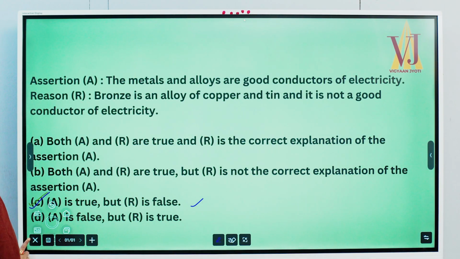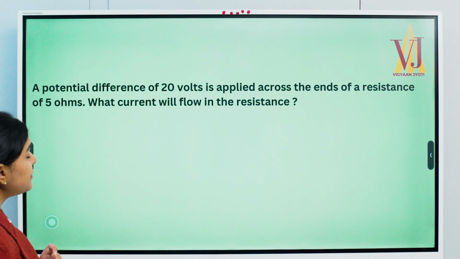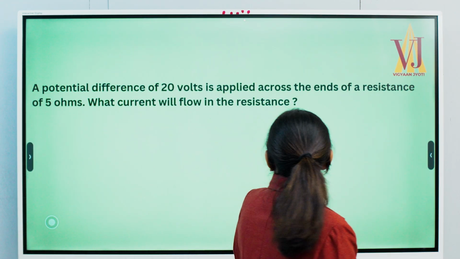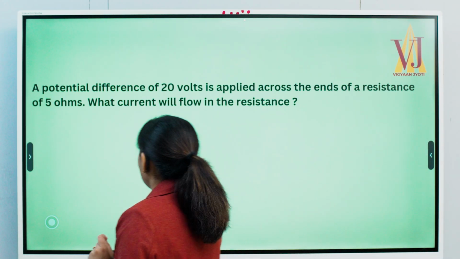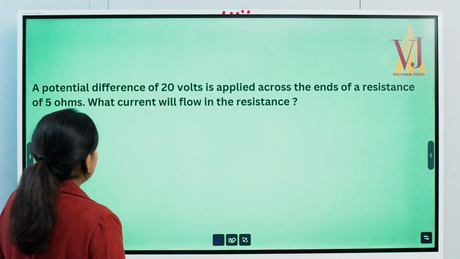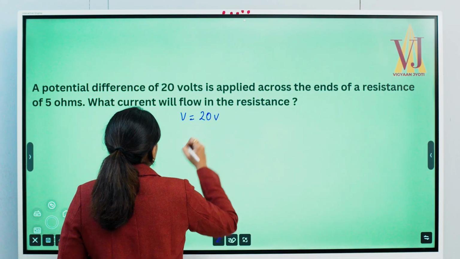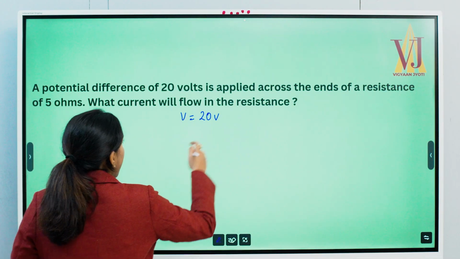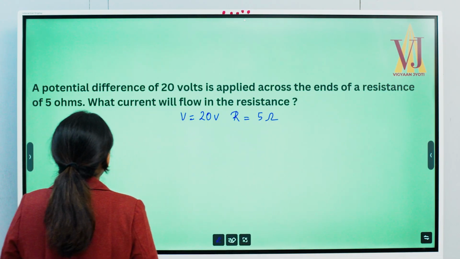Next question. This is easy. A potential difference of 20 volts is applied across the ends of a resistor of 5 ohms. What current will flow in the resistance? So V is equal to 20 volts, and R is equal to 5 ohms. Now, what they have asked is the current.